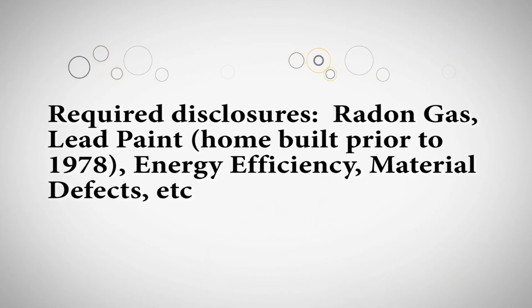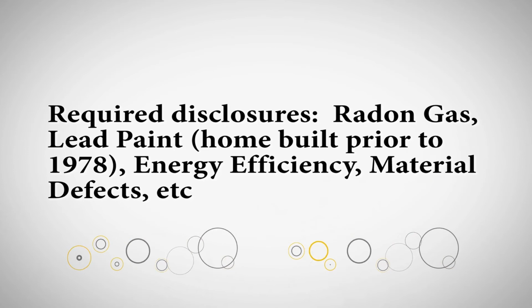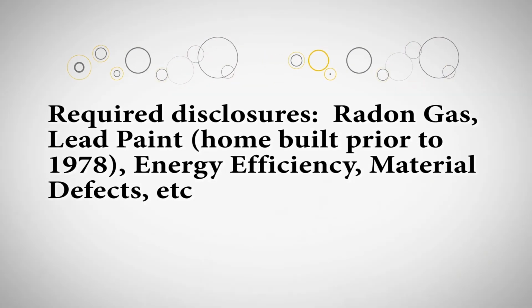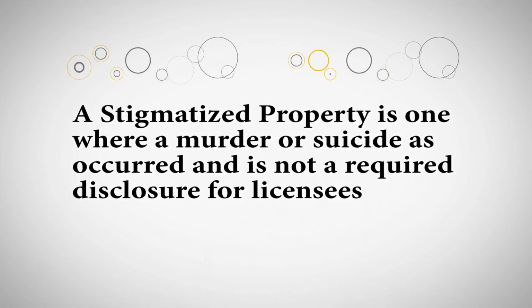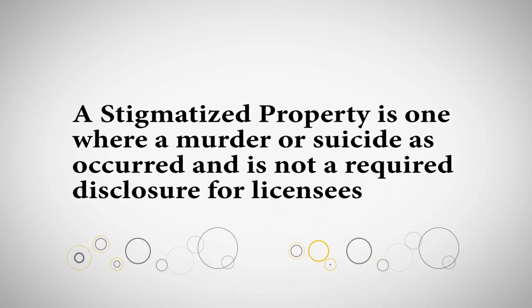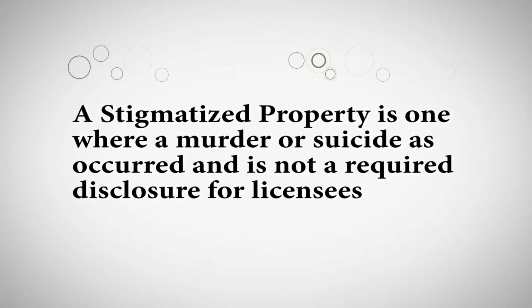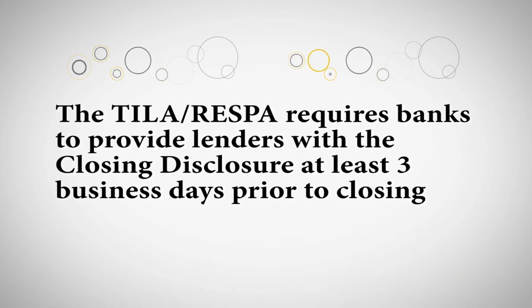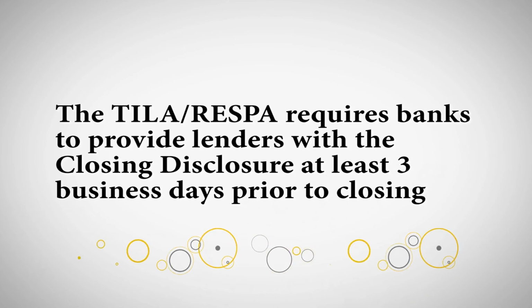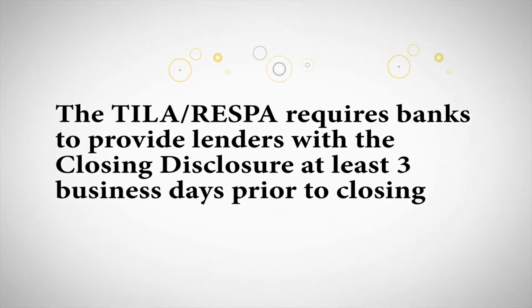Some of the required disclosures: radon gas, lead-based paint, and those are for homes built prior to 1978, energy efficiency, and material defects. A stigmatized property is one where there's been a homicide or a suicide that's occurred, and this is not a required disclosure of a licensee. The lender's title insurance policy is transferable and becomes assignable. The Truth in Lending RESPA requirements for banks say that banks have to provide the borrower with a closing disclosure at least 3 business days prior to their closing.